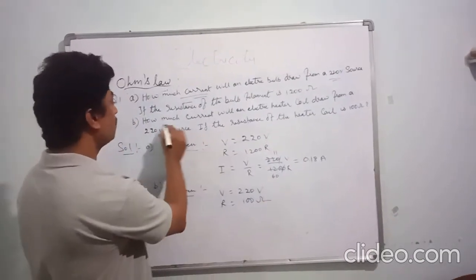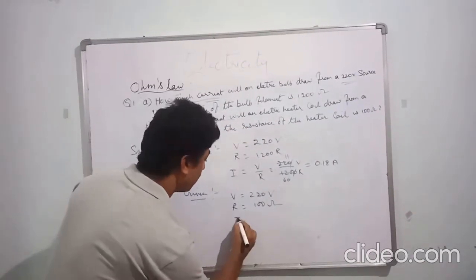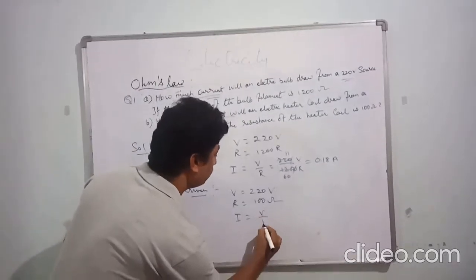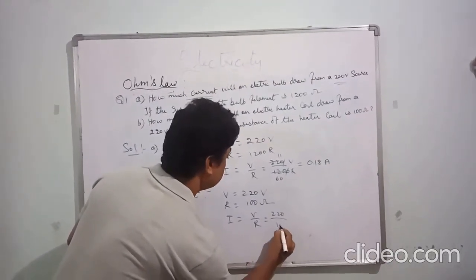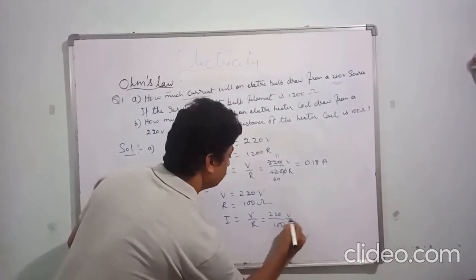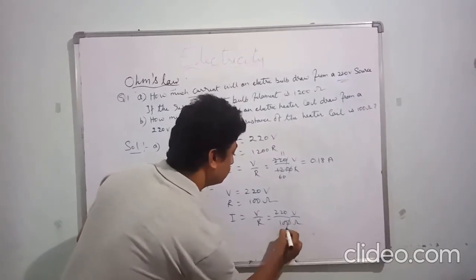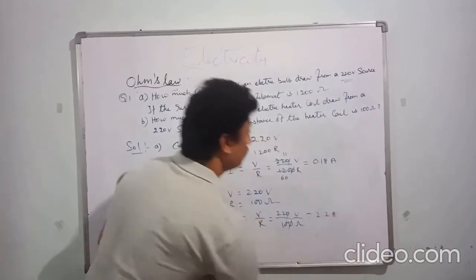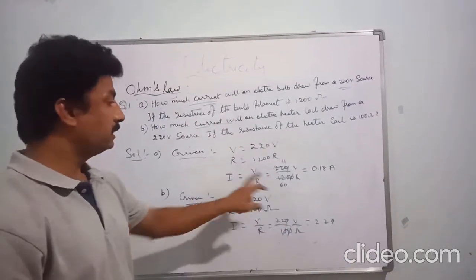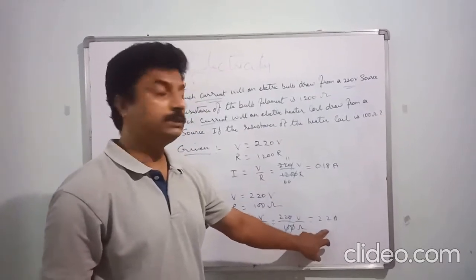Same thing is asked, how much is the current. So I has been asked, I is equal to V by R. Here V is 220 and resistance is 100 ohms. 220 by 100 ohms, the zeros get cancelled. This is 2.2 amperes. In the earlier case it is 0.18 amperes. In this case it is 2.2 amperes.